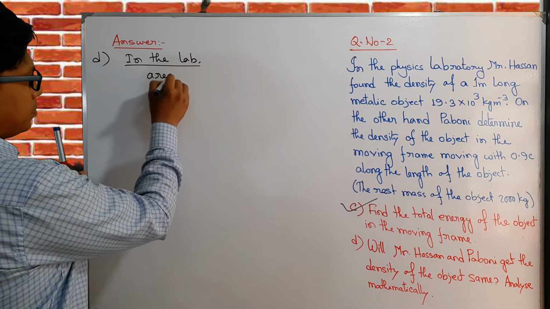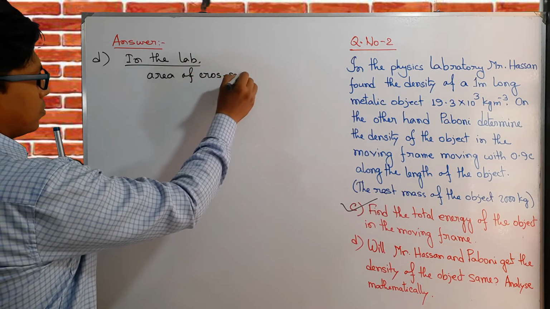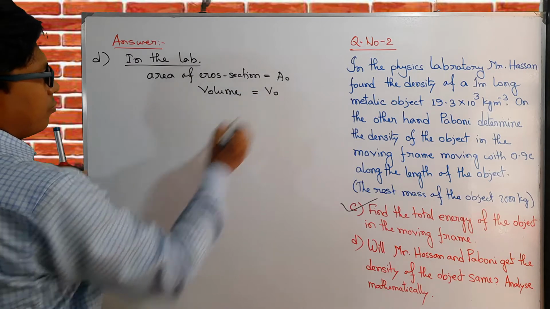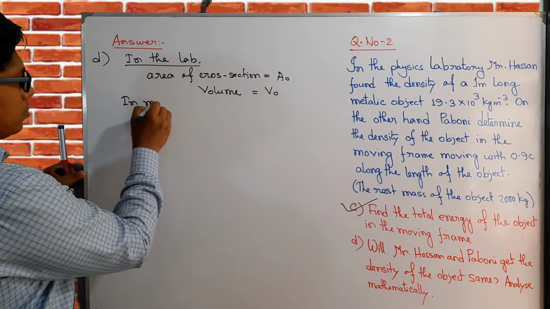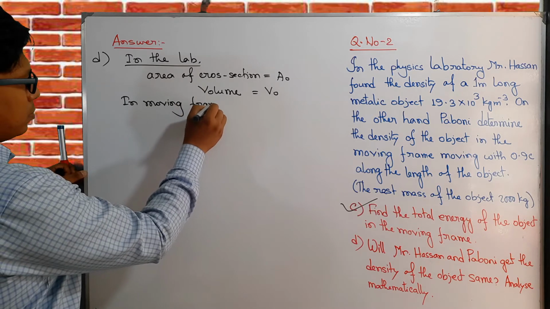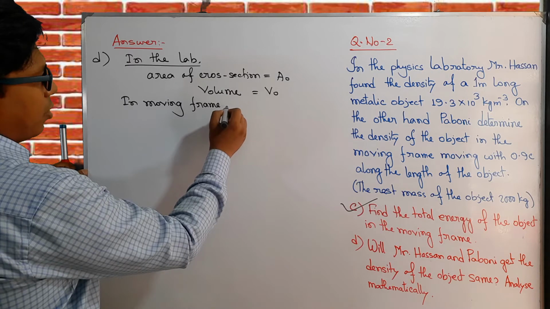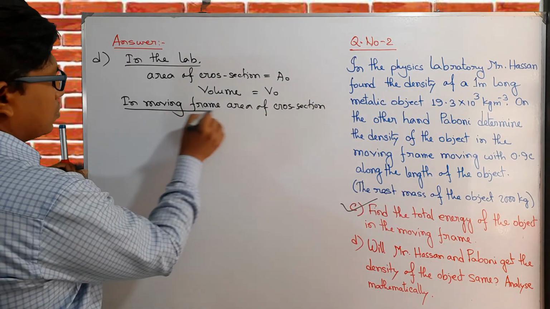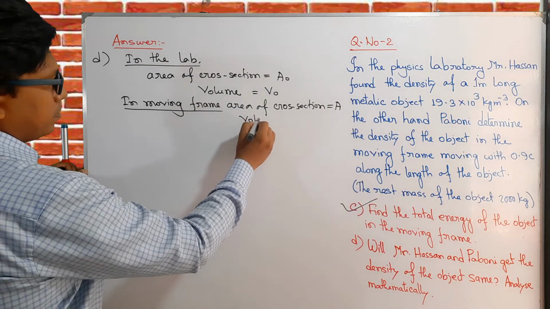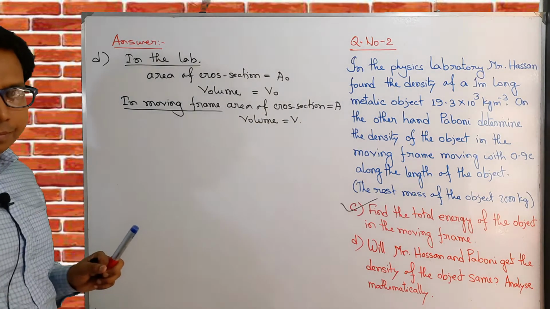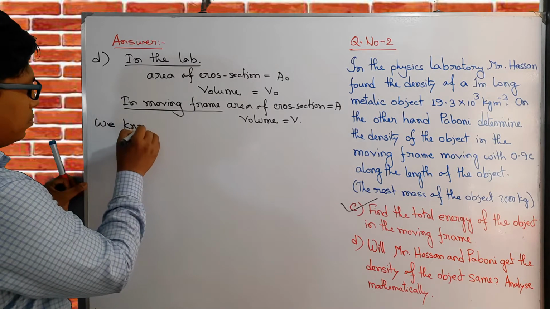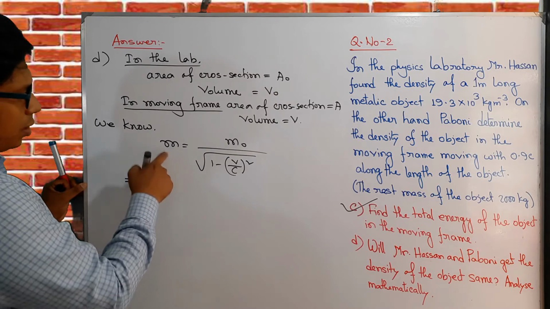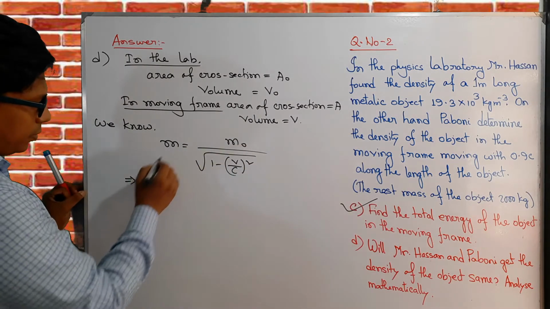In the lab, the area of cross section equals A naught, and the volume of the object is V naught. In the moving frame, the area of cross section equals A, and the volume equals V. We know m equals m naught over root of 1 minus v by c whole square. After dissolving the mass, we can find the volume and density also.